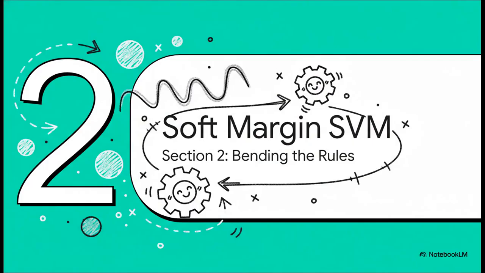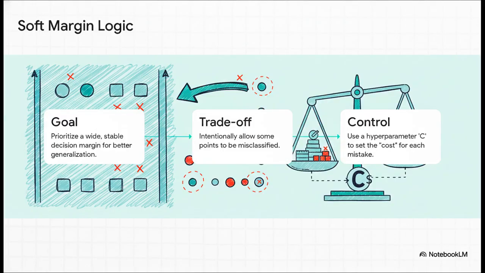So how do we fix this? Simple. We introduce a little bit of flexibility. So let's talk about the soft margin SVM. It's a really clever and pragmatic solution that knows when it's okay to bend the rules a little. And the logic here is actually beautiful in its simplicity. First, the main goal is still the same. We want to find that nice, wide, stable margin. That's what makes SVM so powerful in the first place.